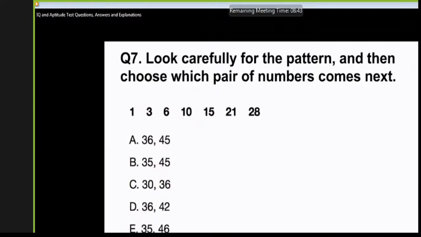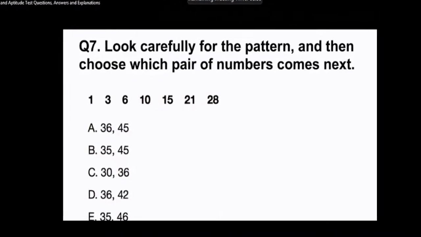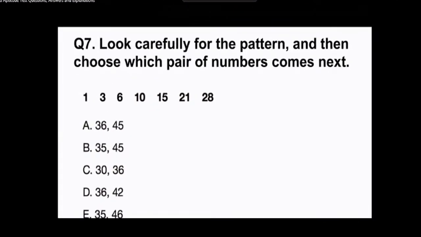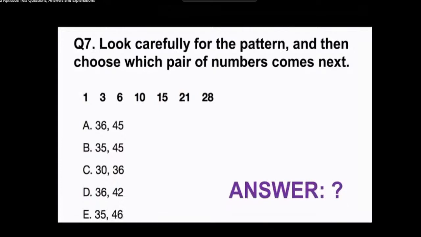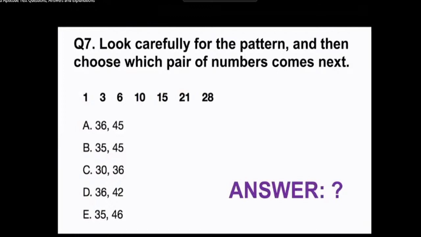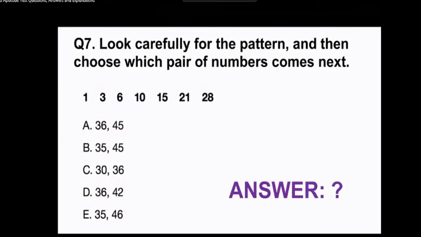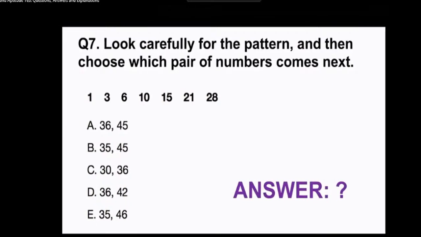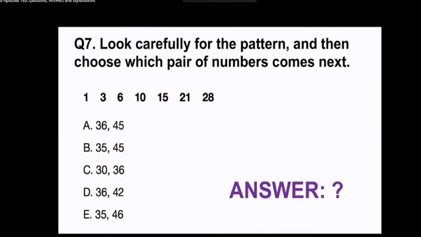Okay, next one. Look carefully for the pattern and then choose which pair of numbers comes next. Okay, so 1, 3, 6, 10, 15, 21, 28. What comes next? So again, I want you guys to work this out and put it in the comments box below the video. Just put question 7 and your answer is either A, B, C, D, or E. So the sequence is 1, 3, 6, 10, 15, 21, 28. Which pair of numbers, A, B, C, D, or E, comes next in the sequence? Please put your answer in the comments box below.